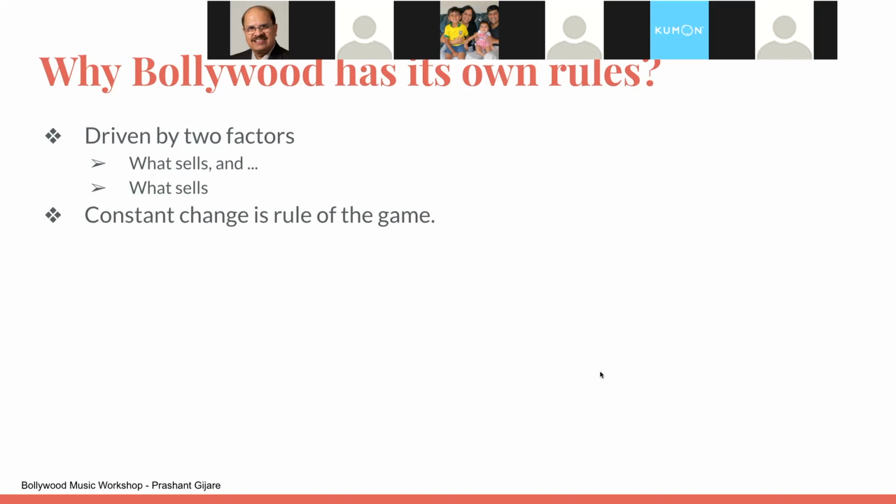Constant change is the rule of the game in Bollywood music. So Bollywood music will constantly change. That's why you can see 50s music is different from 60s. 60s is way different from 70s, and so on and so forth. Every 10 years or so, you will find a completely different category or style of music that Bollywood uses. And that's not going to change ever.